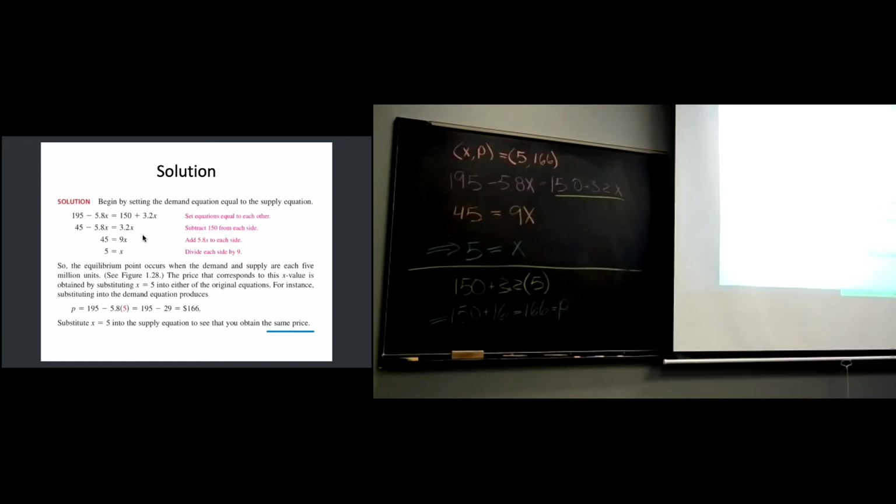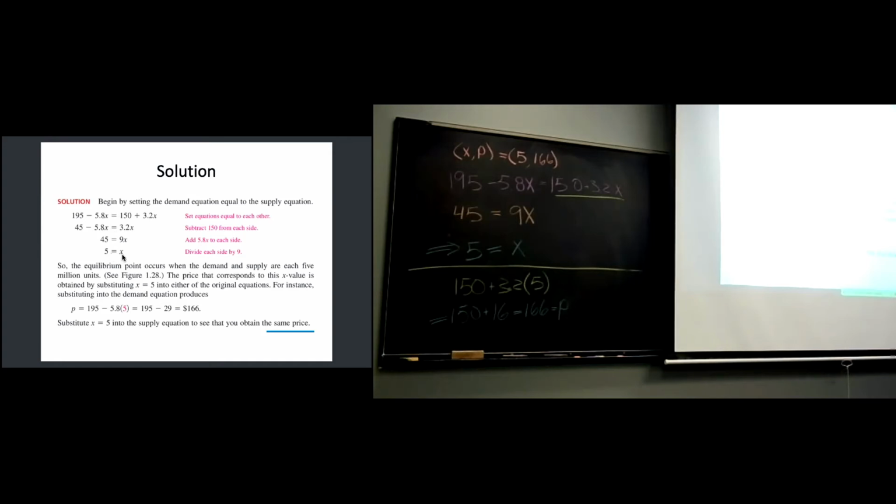So how does this work? Well, it works exactly like what we just did on the board. We set both equations equal to each other because we know the price has to be the same there. So why not just go ahead and say these two things are the same and solve for the X value that makes that true? So we set those equal. They start off by subtracting 150 from both sides and then adding 5.8x. I did that all in one stroke. And then divide both sides by 9, and you get 5 is equal to X.